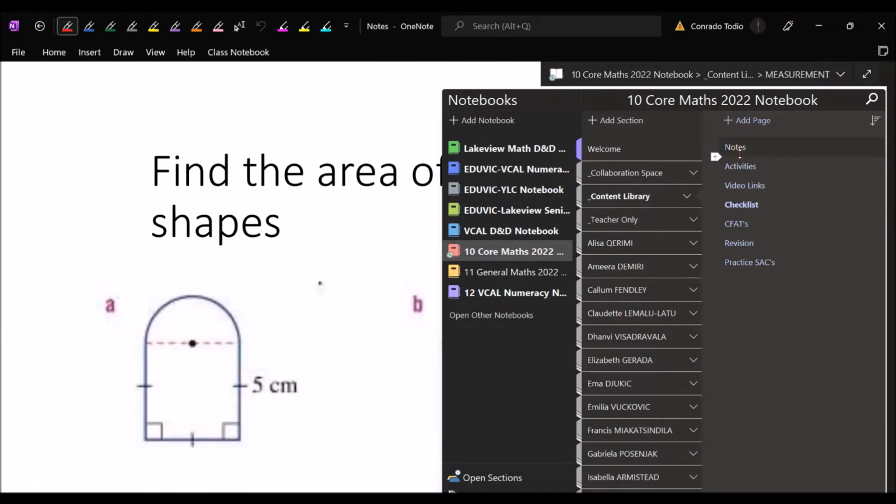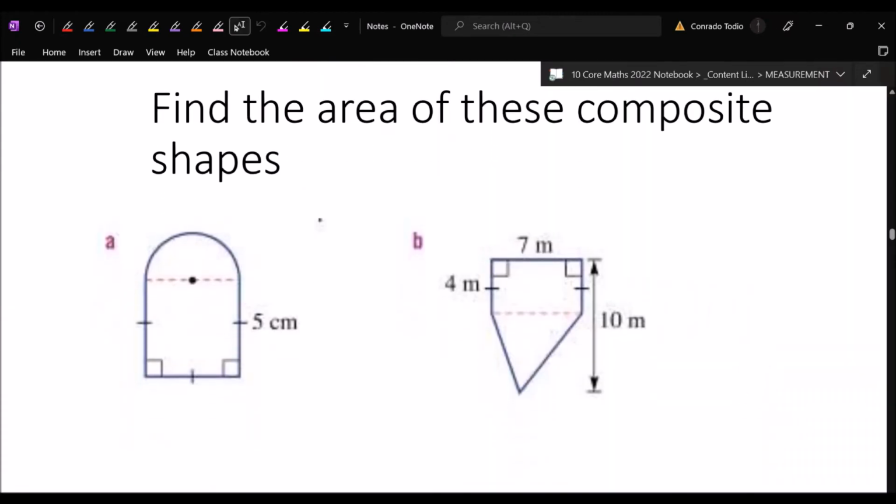All right, let's get into the bulk of what we're doing. We're going to try and find the area of these shapes. Shape A. Can anyone tell me what kind of shapes you would be working with in shape A? Composite, remember, means two shapes put together. So what two shapes could you be working with? Nelson?